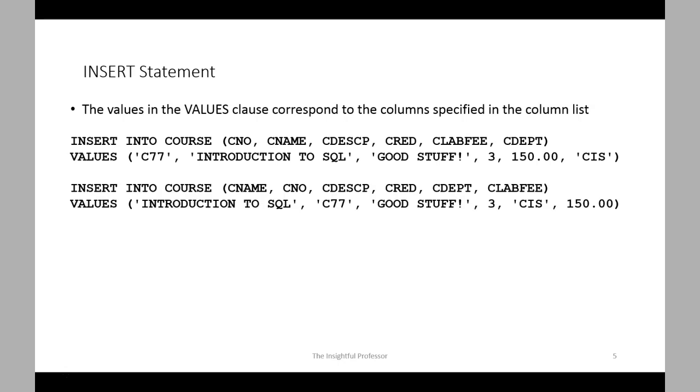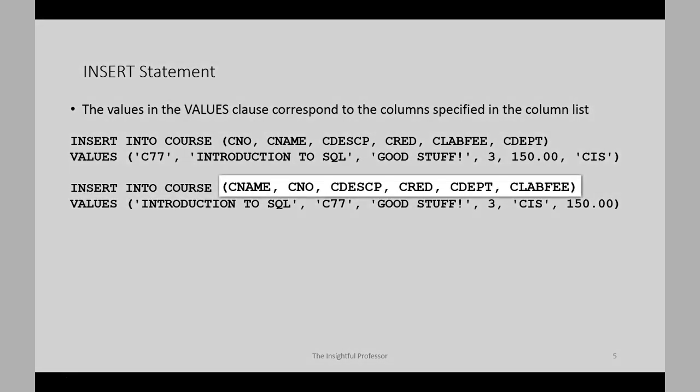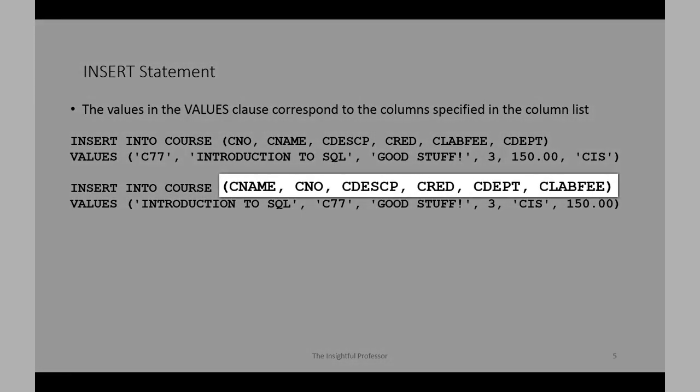In our next example, we still provide a value for each column, but we've changed the order in which these values will be provided. All we need to be sure of is that this order of values in the values clause align with the order of columns as we've indicated them in the column list.